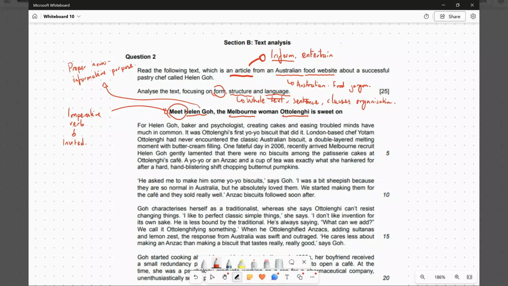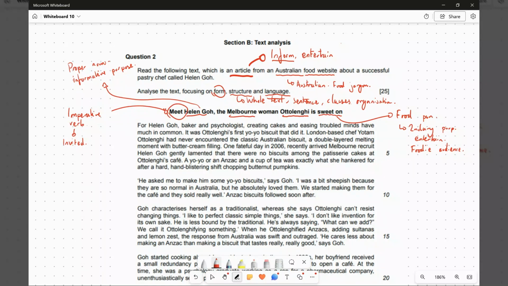Helen Go, the mobile woman Ottolenghi is sweet on. Oh, what a nice food pun. Why have they used a food pun? Well, I could say because of the secondary purpose. Our secondary purpose is to entertain, and we've got a foodie audience, people who love food. It's playful. We're expecting a kind of sweet introduction.